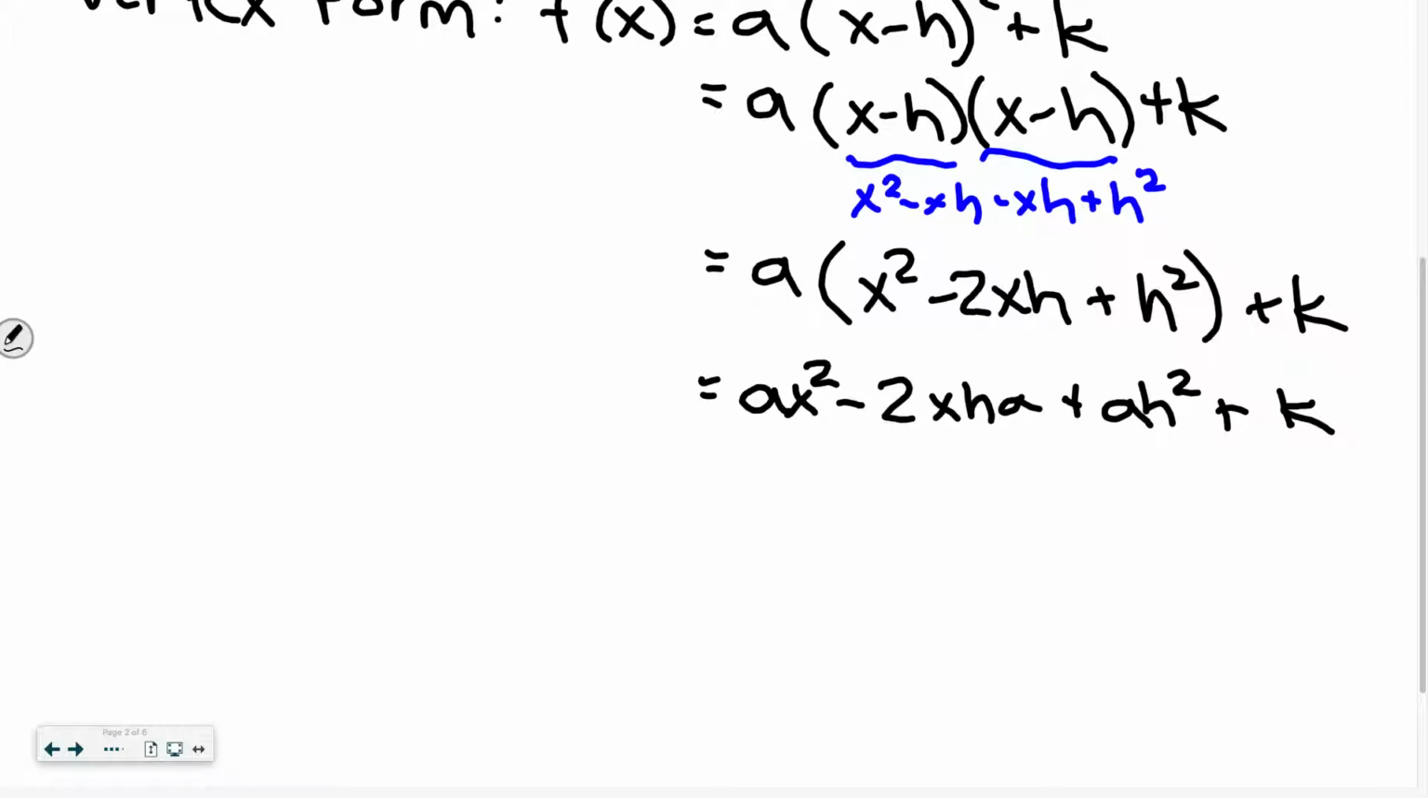Okay. Now, do you have any other like terms? No, not really, right? So that's probably as good as it gets. I've expanded it as far as it could go. Okay. So now what we're going to do is compare it to standard form.